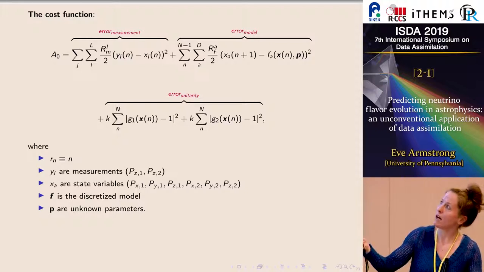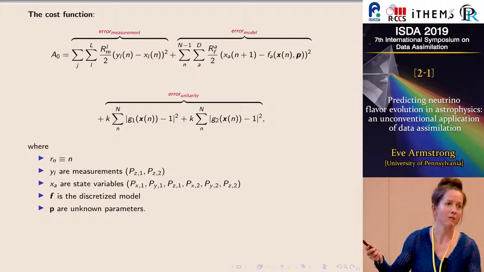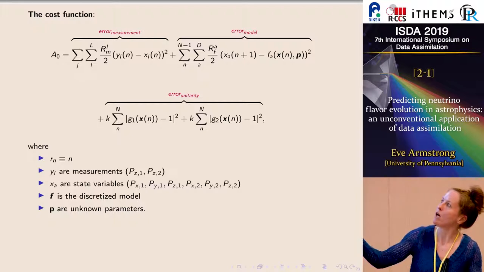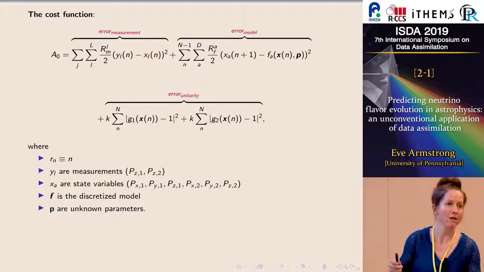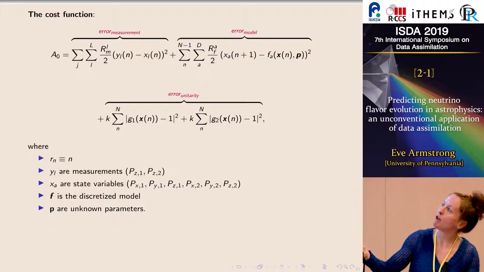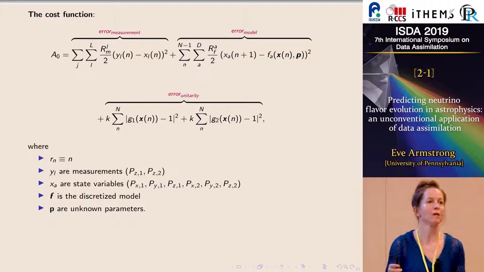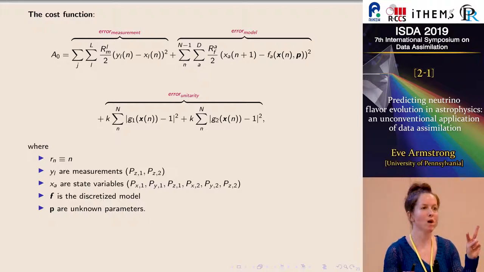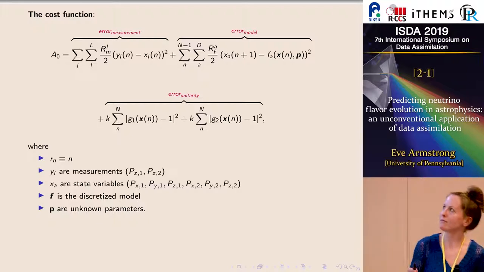The first is what we call a measurement error. It's a least squares form. The y sub l are the measurements, and the x sub l, this is the path that you're solving for. The sum on l is the sum on your measured state variables. So we have 2, pz of neutrino 1 and pz of neutrino 2.